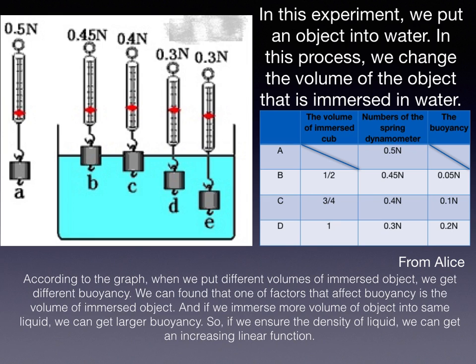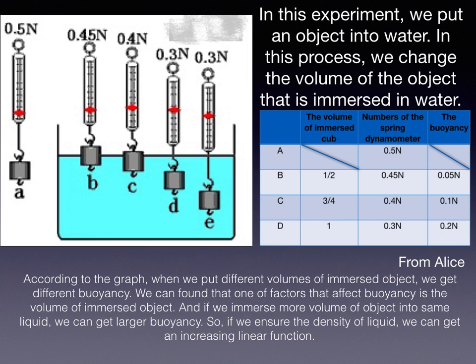According to the experiment, I make a graph. According to the graph, we can find that when we put different volumes of immersed objects, we can get different sizes of buoyancy. We can find that one of the factors that affect the size of buoyancy is the volume of immersed objects. And if we immerse more volume of objects into the same liquid, we can get larger buoyancy.